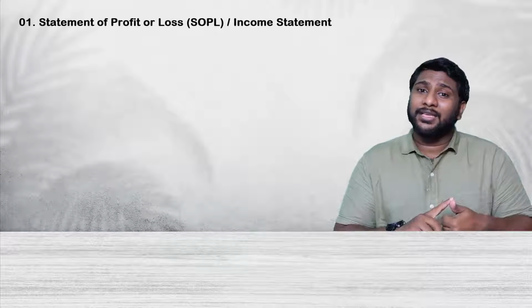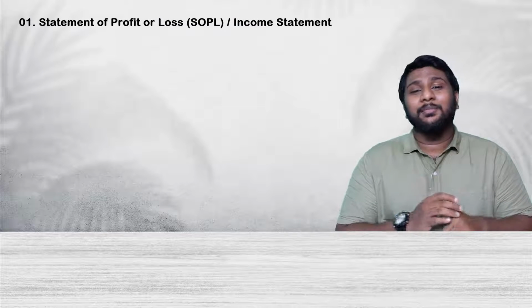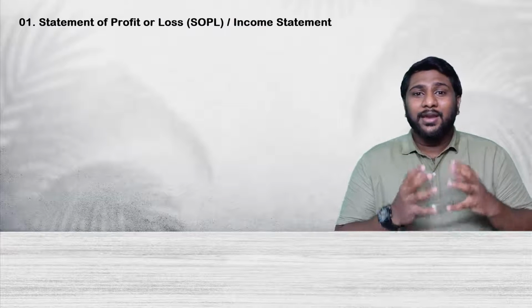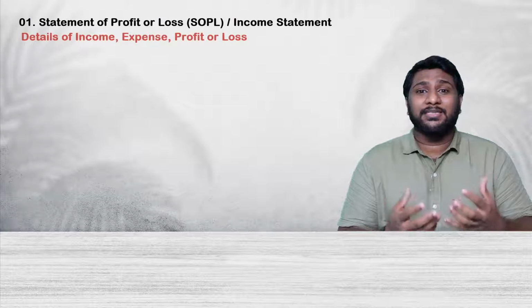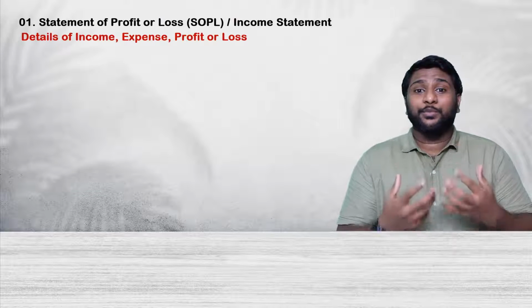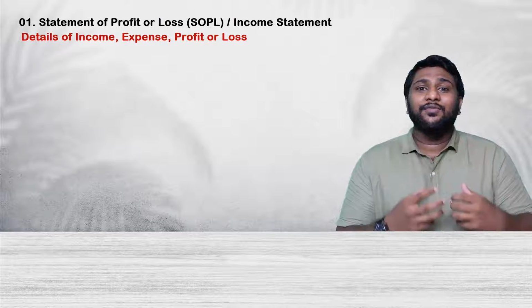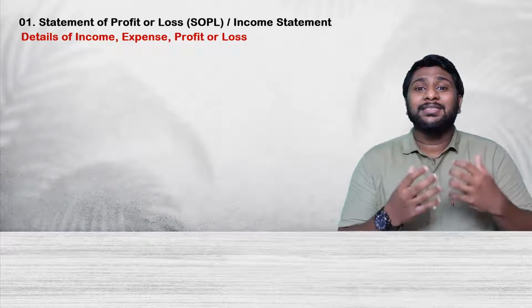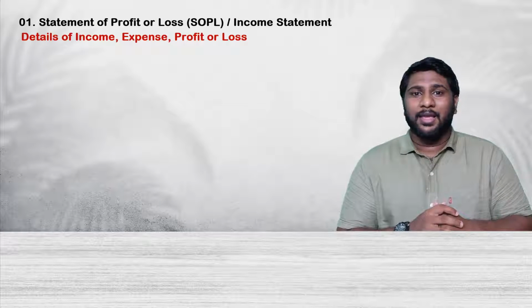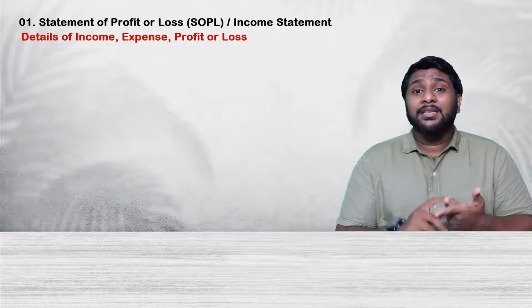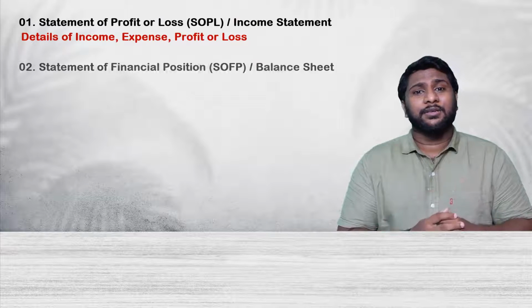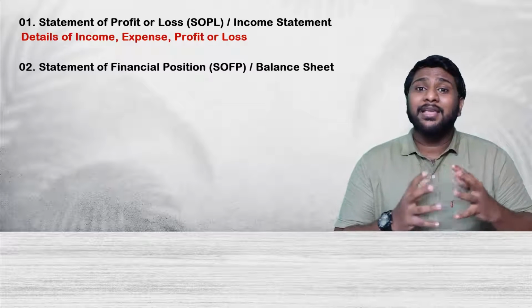So what are the financial statements that normally we are providing? First one is, we will call it the statement of profit or loss. In other words, we will call it the income statement. So if someone needs business profit information, income information, expense information, this information will be provided through the statement of profit or loss. And the next statement that we are giving is the statement of financial position. If not, we will call it the balance sheet.